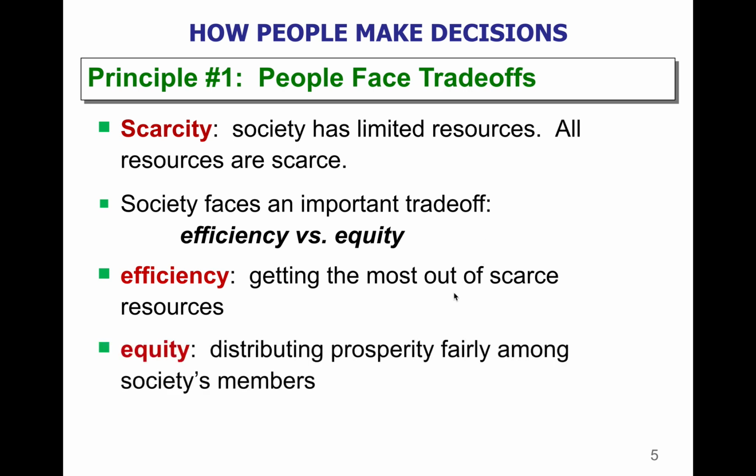Sometimes governments make decisions about equity, and that means distributing prosperity, distributing taxes, distributing resources and services fairly among every society's members. So again, there's some times where efficiency might be beneficial, and there's other times where equity might be beneficial. In the last example, when we were talking about fixing the roads or subsidizing businesses, which of those decisions do you think is more efficient?